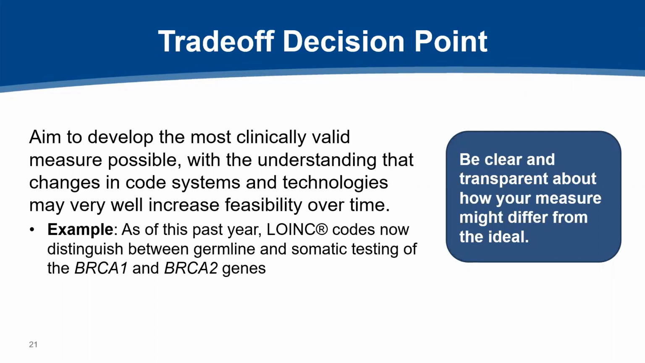So that said, we would encourage measure developers to develop the most clinically valid measure possible with the understanding that changes in code systems and technologies may very well increase feasibility over time. One example of such an evolution we've seen over the past year is that LOINC codes now distinguish between germline and somatic testing of BRCA gene mutations, which actually now makes possible the measurement of adherence to testing guidelines, which was previously infeasible. So again, the key takeaway here is to be really clear and transparent about any validity and feasibility trade-offs that come up during measure testing and any other trade-offs from the ideal measure that you may need to make. Next slide, please.